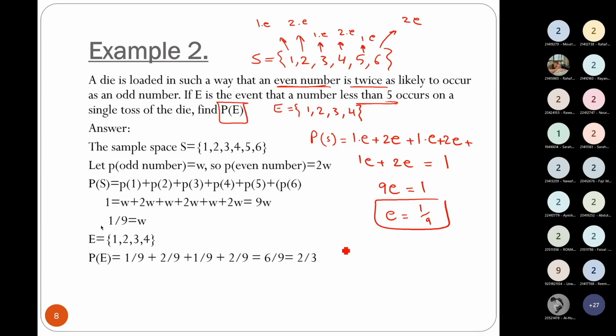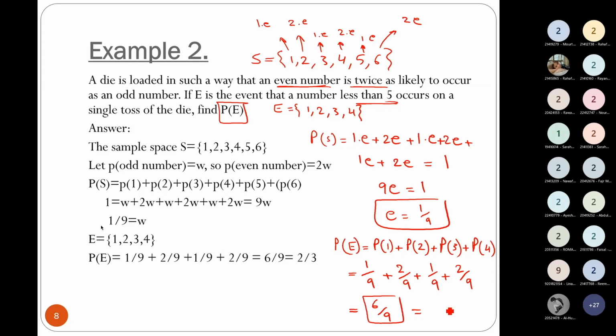Now, to find the probability of the event E, this equals the probability of 1 plus the probability of 2 plus the probability of 3 plus the probability of 4. The probability of 1 equals 1 over 9, because this is 1E. The probability of 2 is 2E, meaning 2 over 9, plus 1 over 9 plus 2 over 9. All of these equal 6 over 9, or after simplifying, 2 over 3. Okay? Any question?